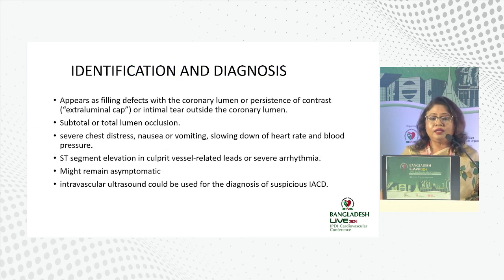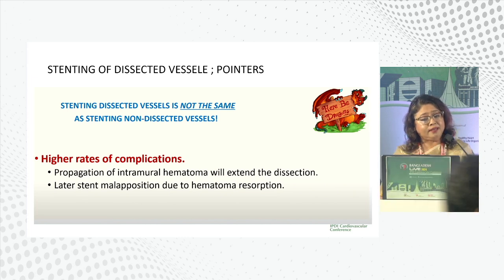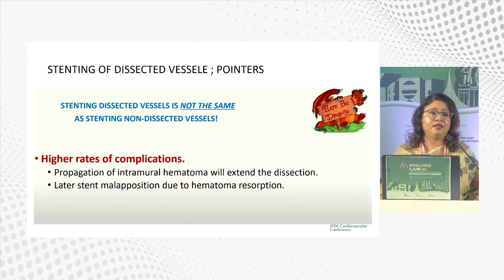But how can you identify dissections? There appears a filling defect in the coronary lumen, or persistence of contrast, or a luminal intimal tear outside the coronary lumen. There may be subtotal occlusion or total occlusion. The patient may complain of severe distress. ST segment elevation might happen, but the patient might be asymptomatic. Stenting a dissected vessel is not the same as stenting non-dissected vessels. So higher rates of complications are there, such as propagation of intraluminal hematoma and later stent malapposition due to hematoma reabsorption.